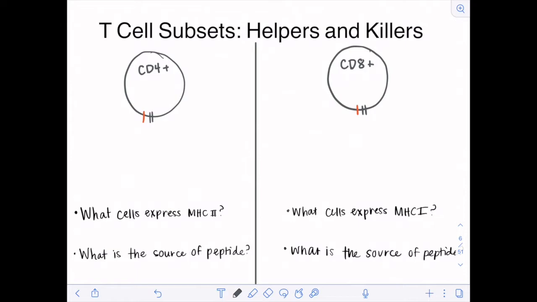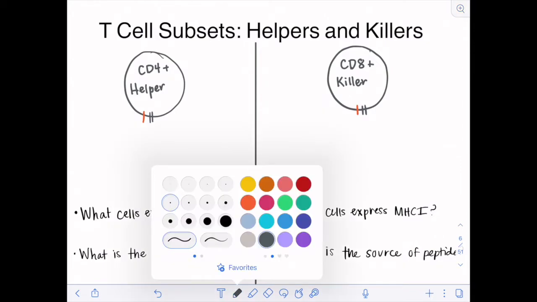Now, it's really important to remember that structure and function go together. So CD4 positive T cells are what we call helper cells. And CD8 positive T cells are killer cells. Now what this means is that CD8 positive T cells, right here, are going to recognize cells that have been infected by a pathogen, and CD8 T cells are going to kill the infected cells.